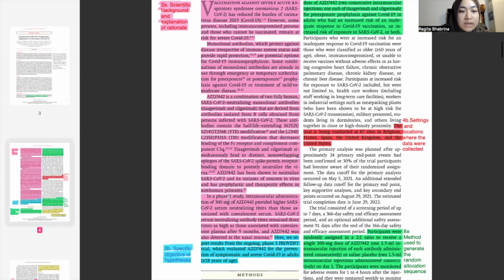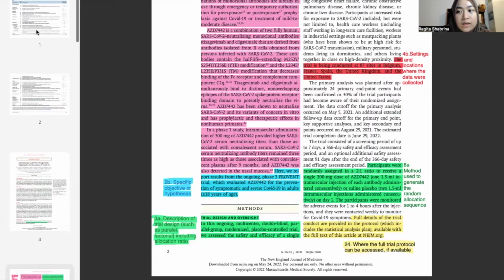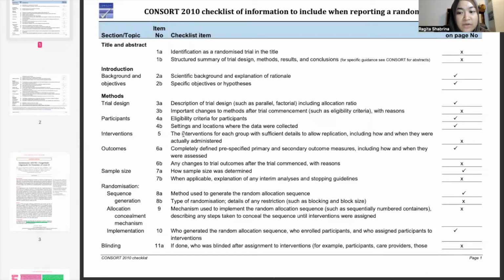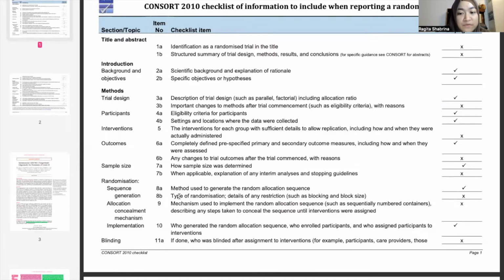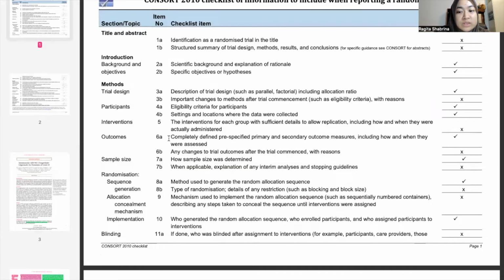For 4B, in this article the trial is being conducted at 87 sites in Belgium, France, Spain, the United Kingdom, and the United States. Next we move to number 5. There is no item in this article for number 5, so we move to 6A.